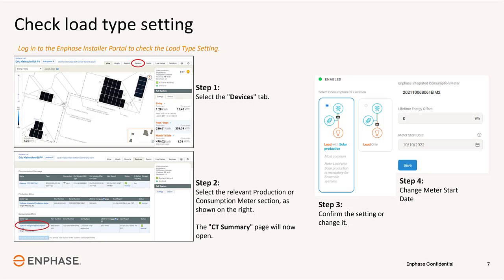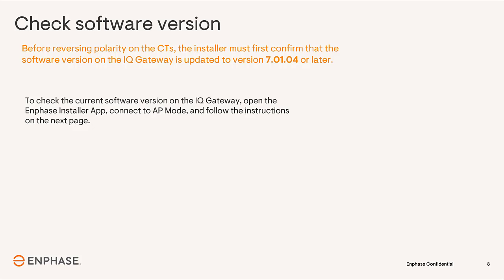For sites with batteries, the system must be set to Load with Solar for accurate measurements. If you need to change it, disable the CT, update the selection, and then change to the new setting, and then re-enable. Change the meter start date to the day after you've made the change. For example, if you made the change on October 10th, 2022, make the new meter start date October 11th, 2022. This step needs to happen only if you change the setting, because all the recorded data up until this point has been calculated incorrectly and needs to be reset. Setting the start date to the day after the switch will start with new data that is calculated correctly on that new date.